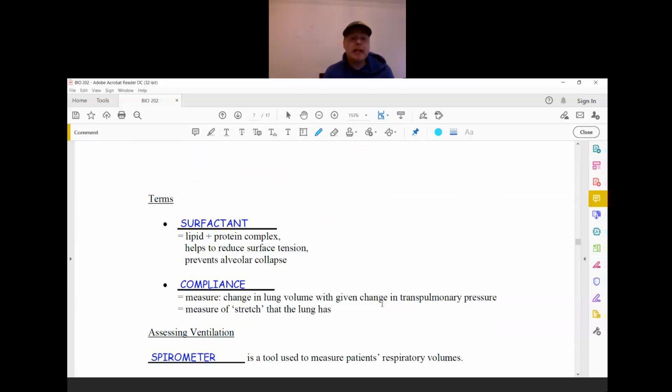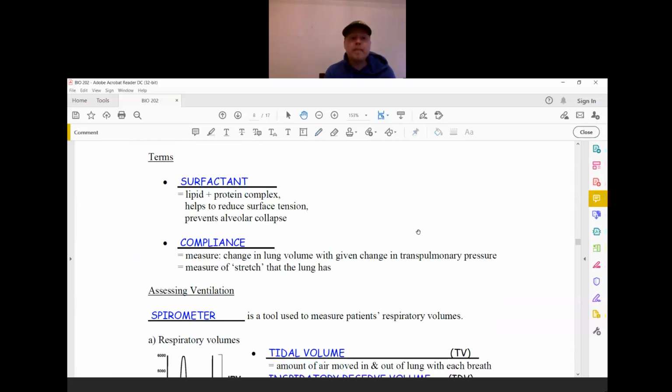A couple of terms that I want to cover with you. The term surfactant: that's a lipid protein complex that reduces the surface tension and prevents the alveoli from collapsing, whereas compliance is a measure of the lung volume. I think of it in my mind as a measure of the stretch that the lungs have.